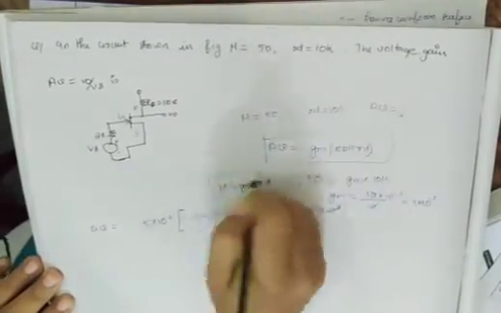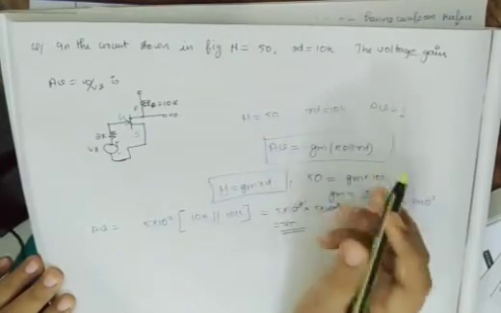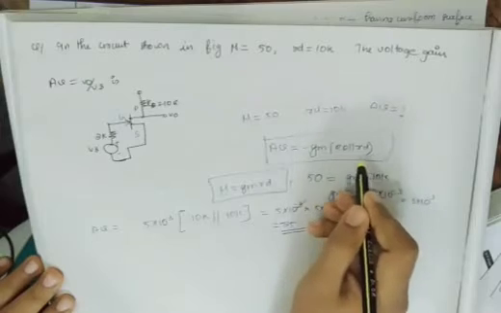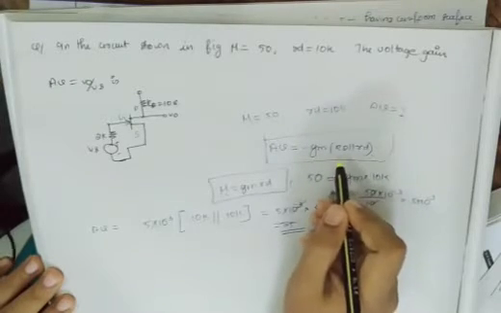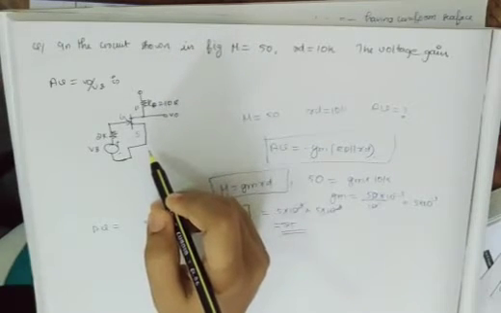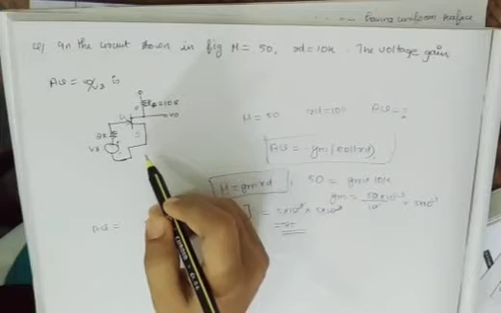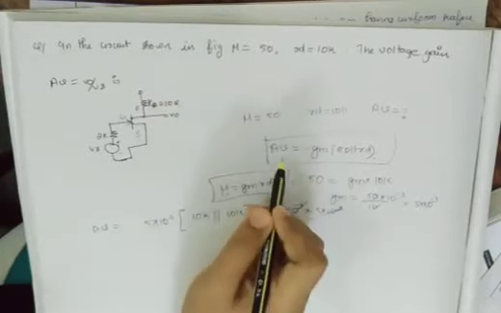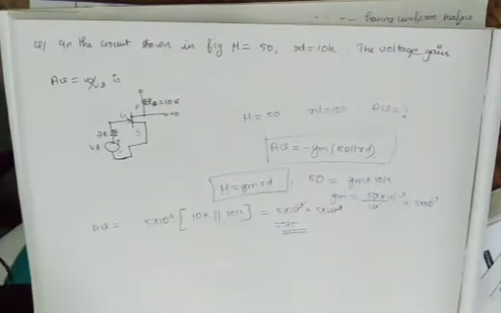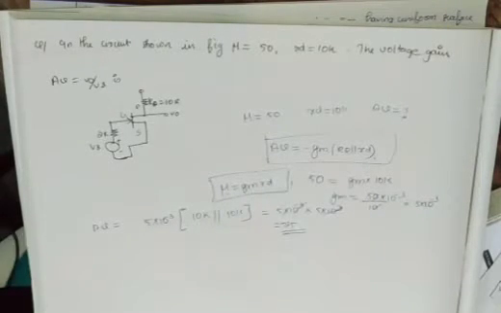So the formulas to be noted here are mu is equal to Gm rd and AV is equal to minus Gm into Rd parallel rd. This one is for a MOSFET whose arrangement is like this. When it is voltage divider bias or any other kind of bias, this equation will change. But in all the biases, mu is equal to Gm rd. That is common.